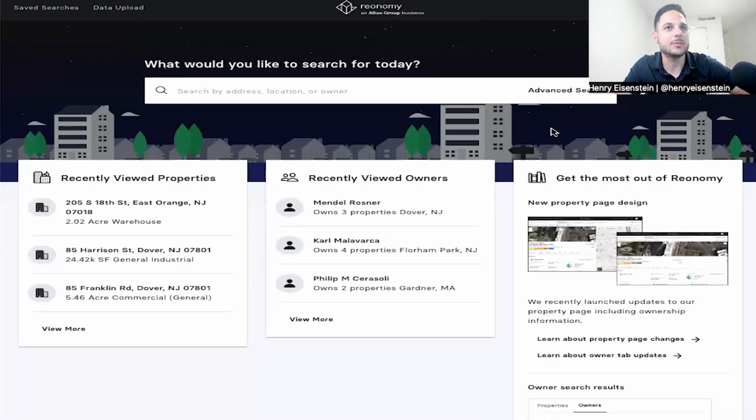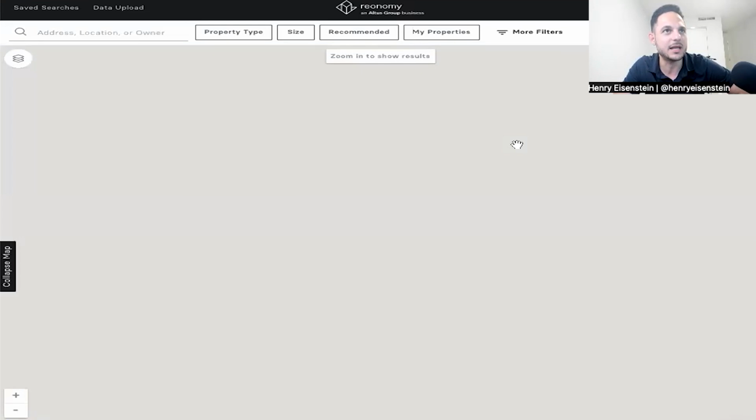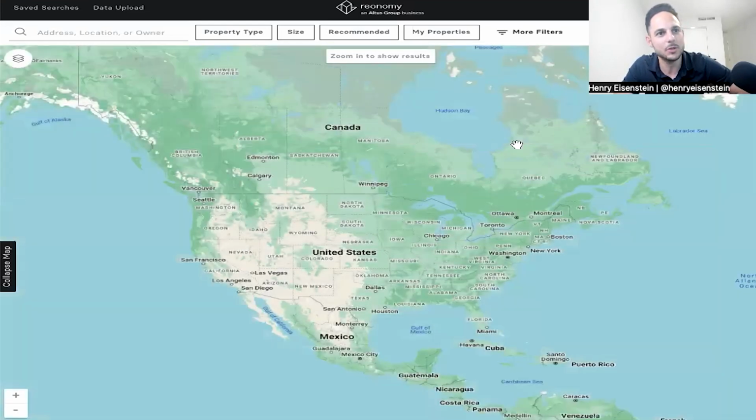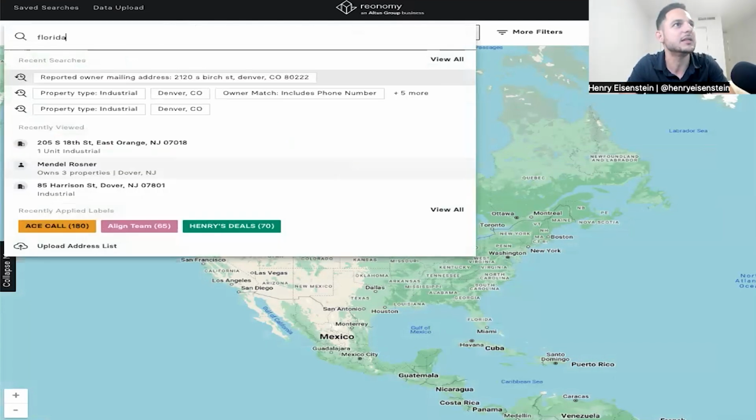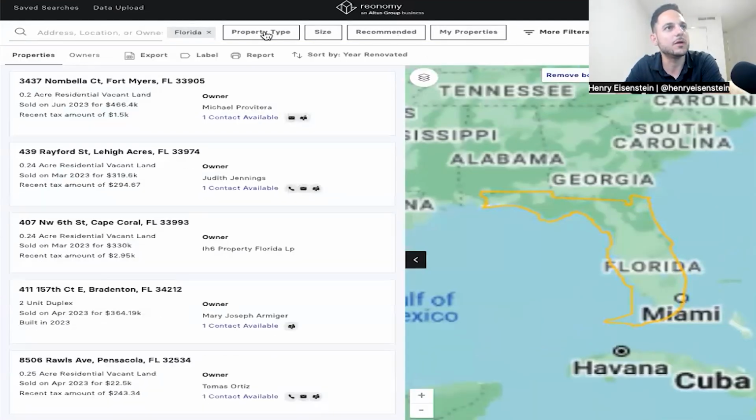As you can see, this is the REONOMY dashboard. Everyone, you're always just going to click the advanced search function. I'm going to start with multifamily properties. I'm going to give you some guidance about every size multifamily possible, and we'll take it from there. So let's just do Florida. Let's make this really fun. I'm down in Miami. We are going to start off with some multifamily.